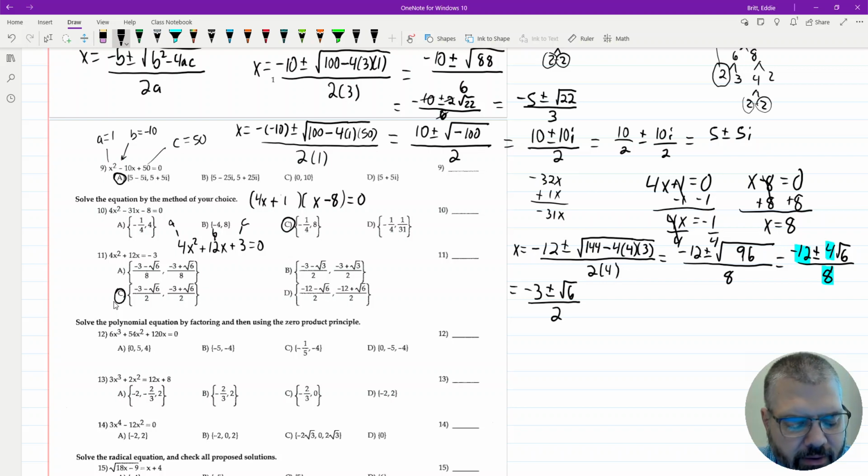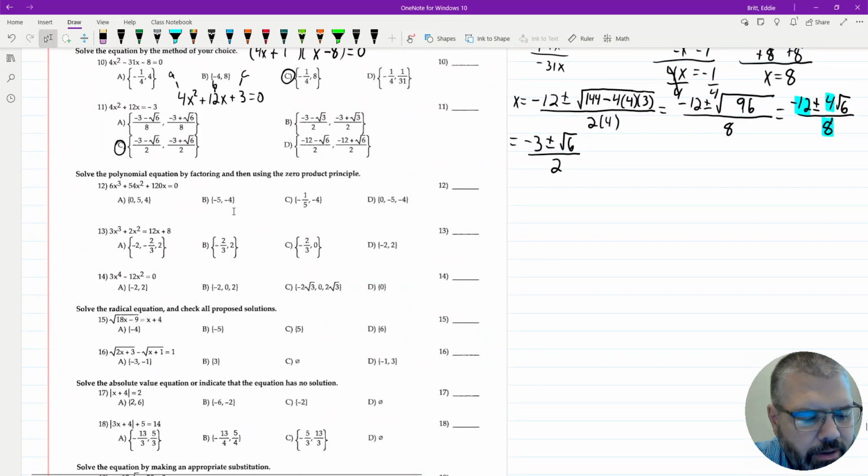Notice that the other choices have some of the numbers that we had. Some of them have a 12 in there. Some of those have an 8 in the denominator. So make sure that you choose the right answer.